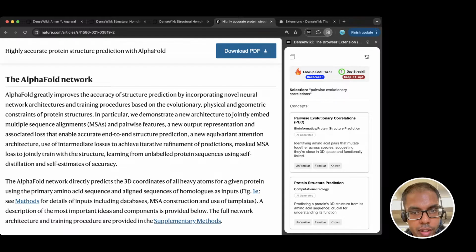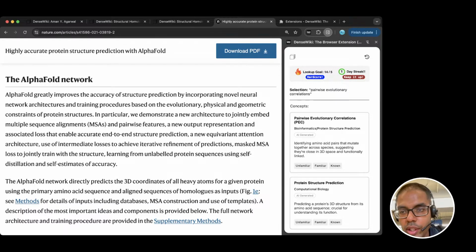So there are two different kinds of features. A new output representation and associated loss that enable indirect accuracy. Okay, so these are techniques for how they made the deep learning model actually work. What kind of data do you feed it, which is these, right? And then how do you represent the output and have an associated loss. This is about deep learning.